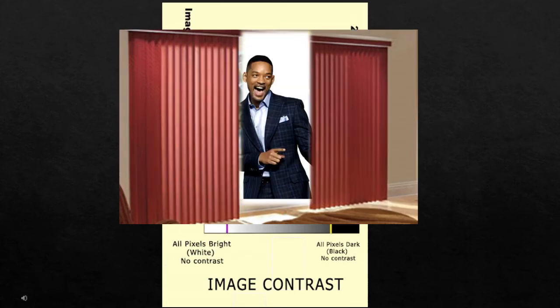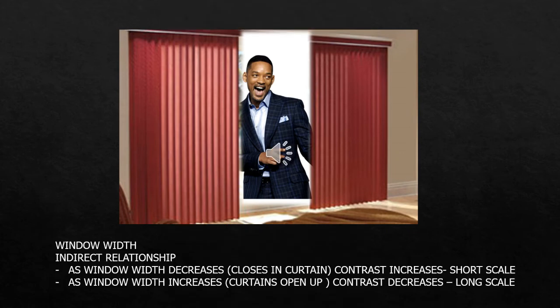So with Will Smith being in the center and those curtains or shades closing in, you can say this is going to be a very high contrast study. However, if you open up the shades and obtain more whites and more blacks, it's going to be a very long scale, low contrast study. So window width, the shades going wide from side to side, is our contrast. So window width has an indirect relationship.